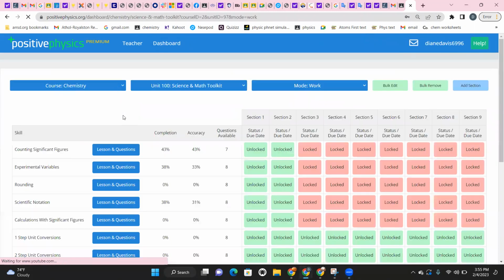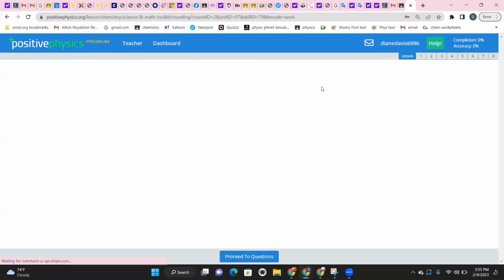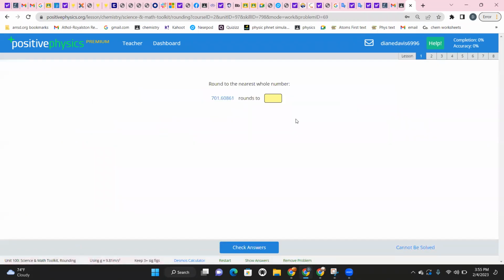Okay. Next part is, let's see, we did counting significant figures. We did experimental values. Now we're going to do rounding. So for rounding, it says round to the nearest whole number. So the whole number would be 1. So you look to the right, and if it's 5 or above, then you're going to round that number up. It is above 5. Therefore, it's 702.